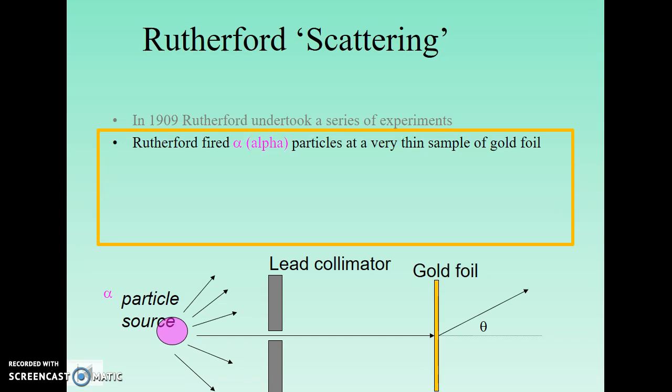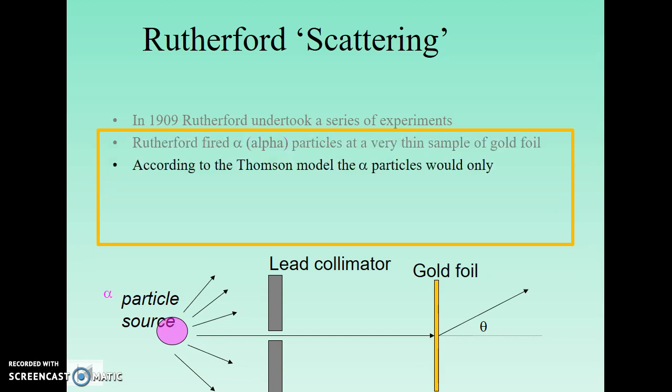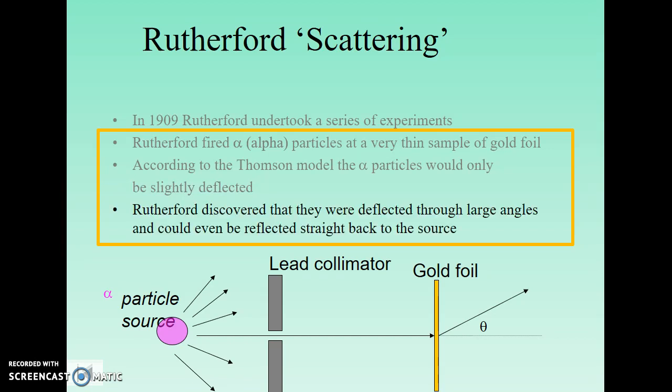So he fired these alpha particles at a very thin sample of gold foil, expecting that most of them would go through, and there'd only be a bit of deflection, a slight or small angle of deflection. However, he discovered that these alpha particles were deflected through large angles, and some of them even straight back to the source, which was quite a surprise.